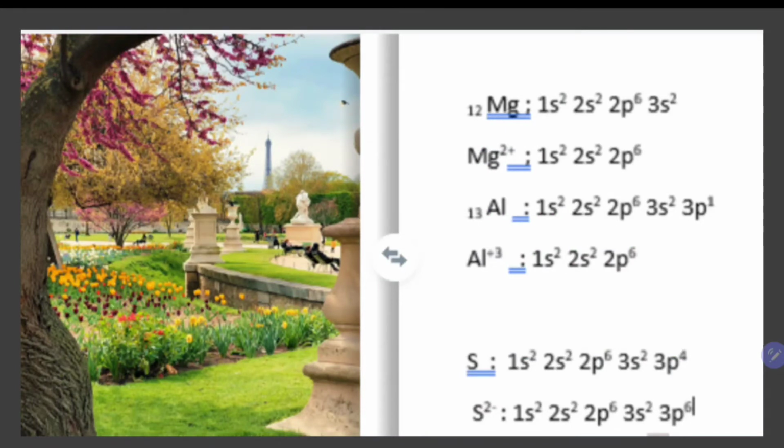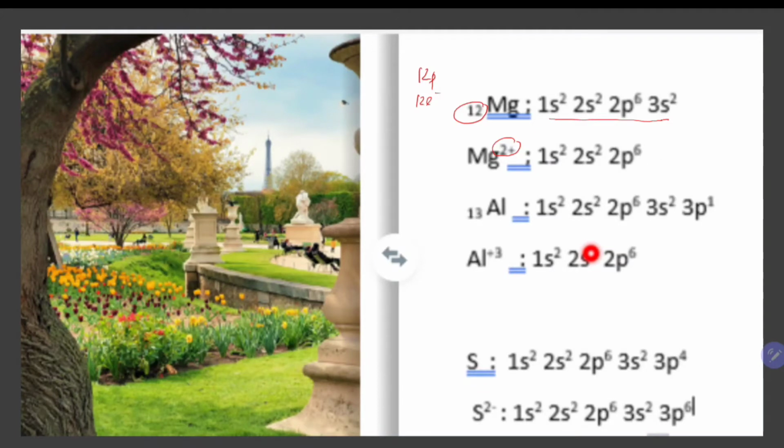For example, we have magnesium here with proton number 12. Then the magnesium atom has 12 protons and 12 electrons. So the configuration is 1s2, 2s2, 2p6, 3s2. For the ion, magnesium 2+, there are 2 electrons that are released. So the remaining electrons are 10.